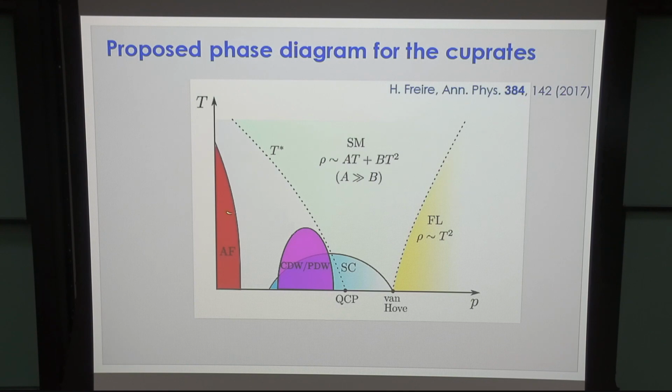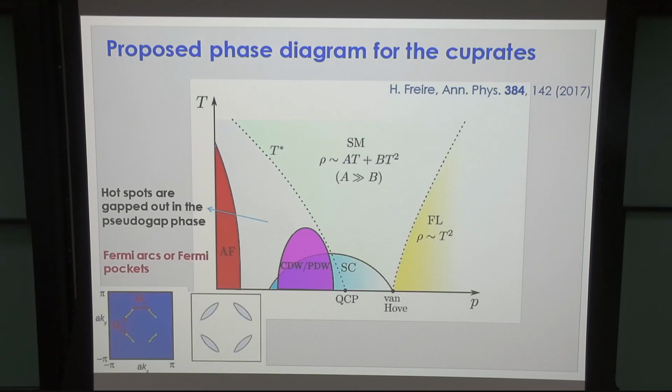And what happens to the pseudogap phase? So the pseudogap phase onsets here at T star. And as you know, hotspots are gapped out in the pseudogap phase. So there are no hotspots.